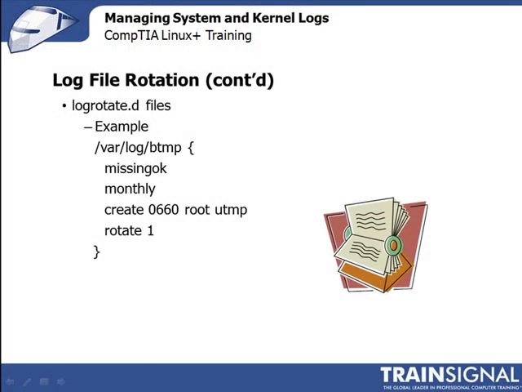So we reviewed the logrotate.conf file and understand the settings there, and we also learned that files for individual packages are also stored in logrotate.d. The format for files in this directory is the file name, followed by an opening curly brace, then you have some options, then a closing curly brace. Let's take a closer look at these options on the next slide.